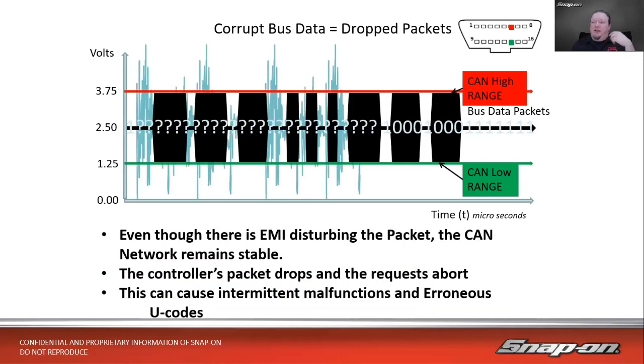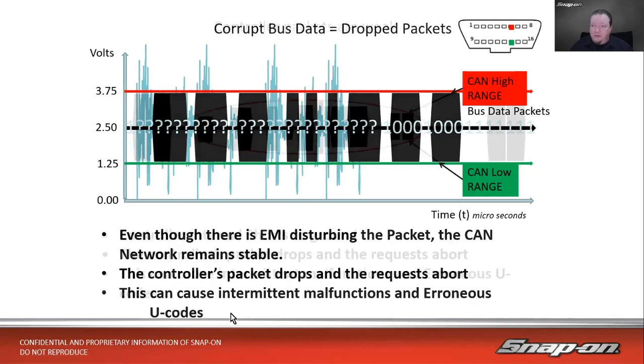Now, if I have a lot of noise, if I have corrupted data inside, it's going to drop off the packets. Even though there's electromagnetic interference disturbing these packets, the network will still communicate. It's just not going to communicate with whoever's sending that dirty data there. So if I saw a lot of noise in the signal, that's bad. It's going to cause intermittent malfunctions, and it could cause U codes.